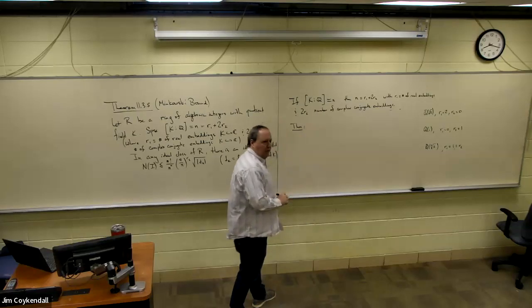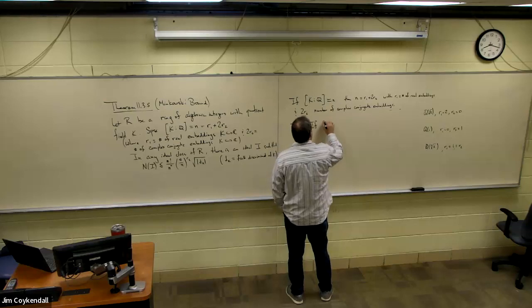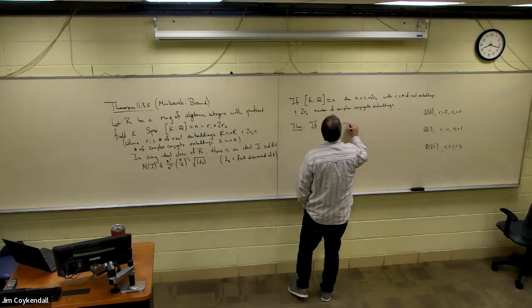This is called Dirichlet's unit theorem. R is algebraic integers.